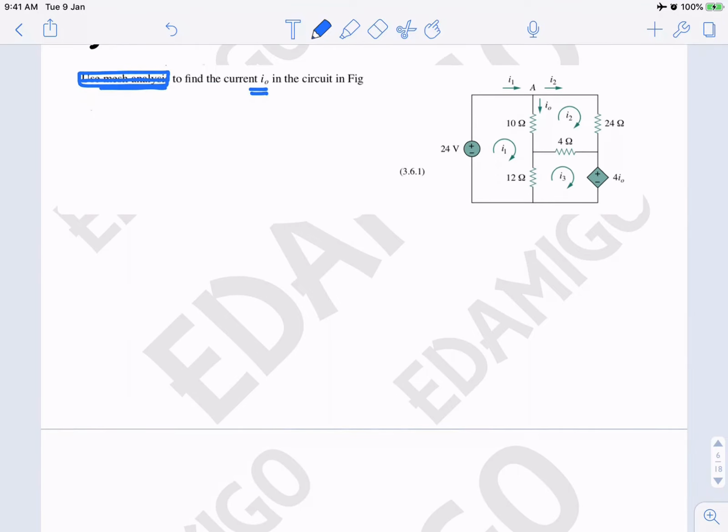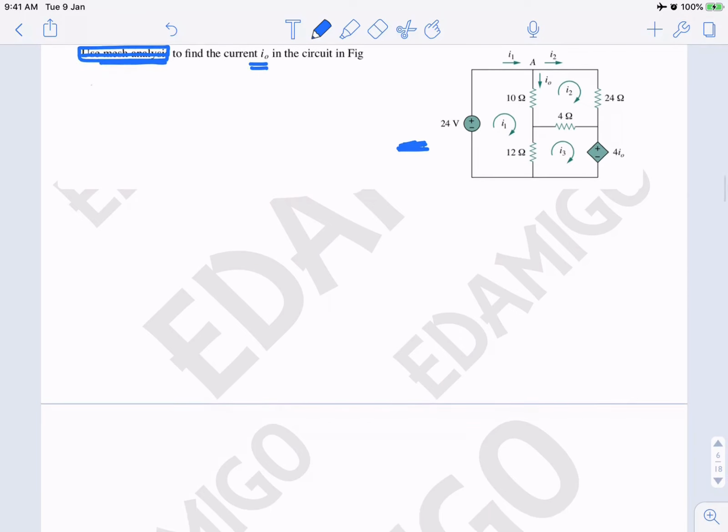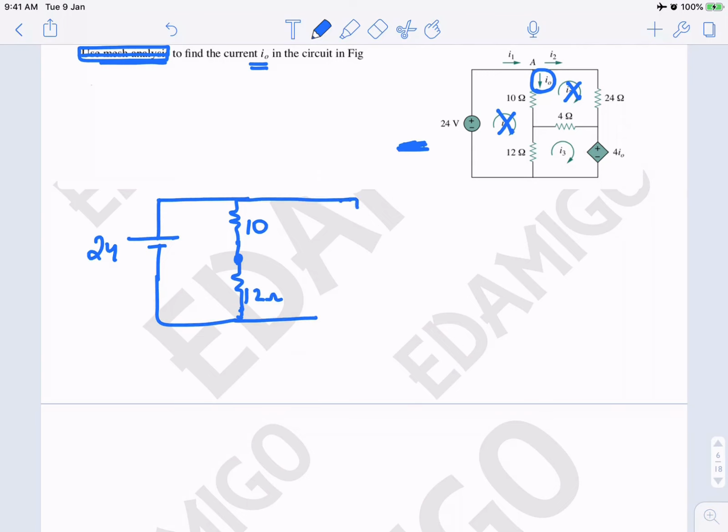Okay, so let us draw the circuit first. So 24, 10. Okay, so we will not follow this I1, I2 or anything else. We will just keep this I naught in the question, because we do not need to solve for I1, I2 and all. We just need to find the value of I naught.